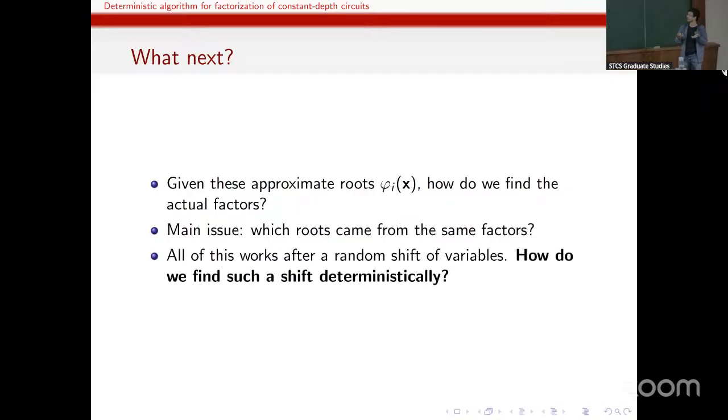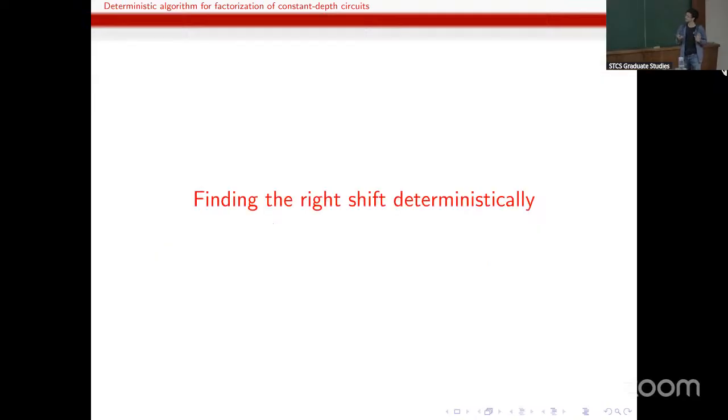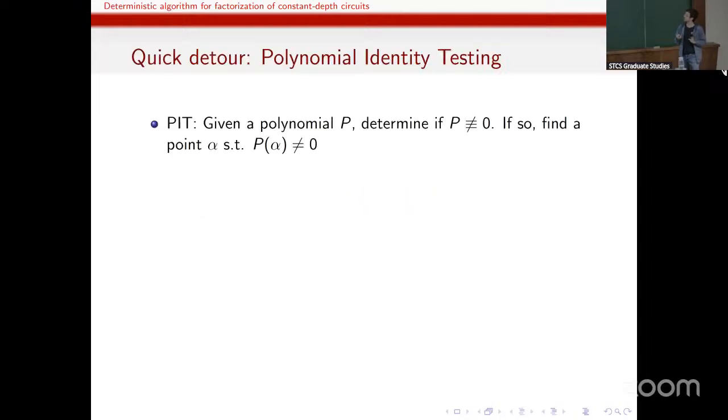And the final thing is, all of this works after a random shift of variables. How do you find such a shift deterministically? So finding the right shift deterministically requires a quick detour through polynomial identity testing, which again, Robert covered in great detail, but I'll still quickly go over this.